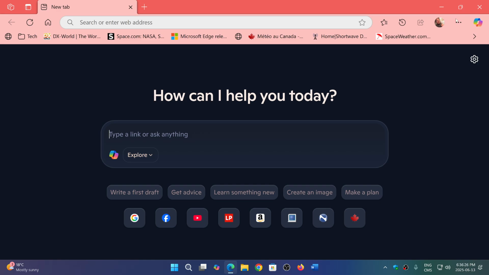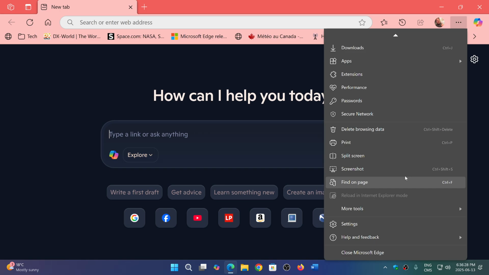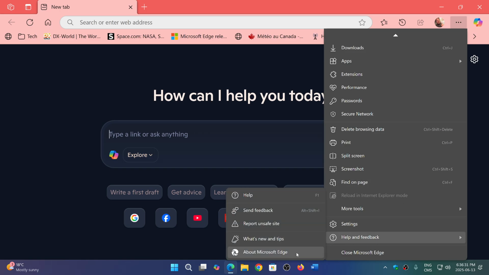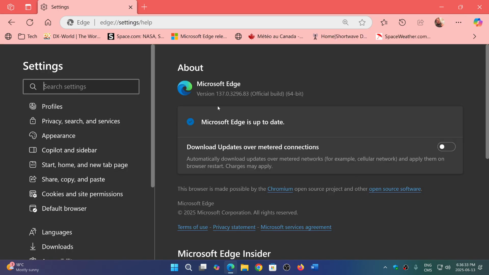Upper right corner, three horizontal dots, help and feedback, about Microsoft Edge, and you will be pushed to 137.0.3296.83. Now in here, there's first of all some bug fixes. So they do mention that there are some bugs and performance fixes, which means that they probably tweaked or changed a few things because of some problems people had.